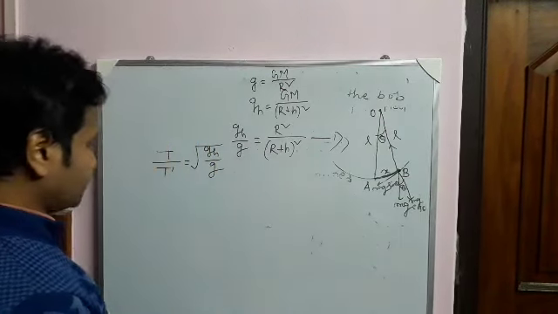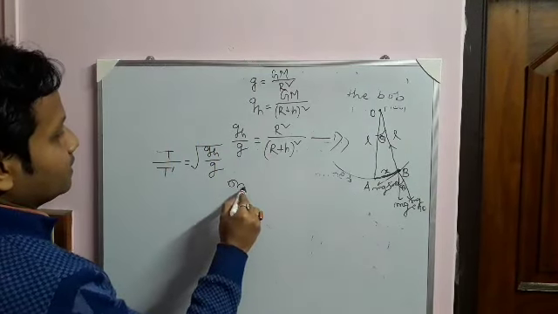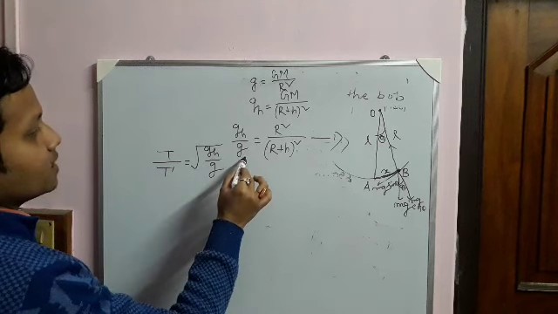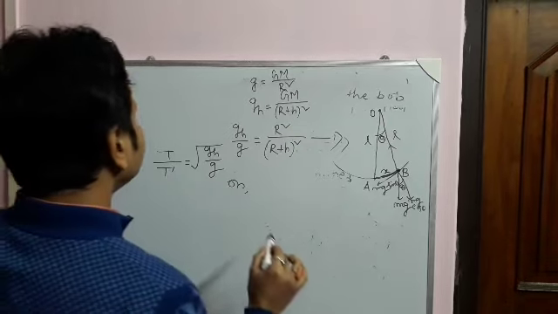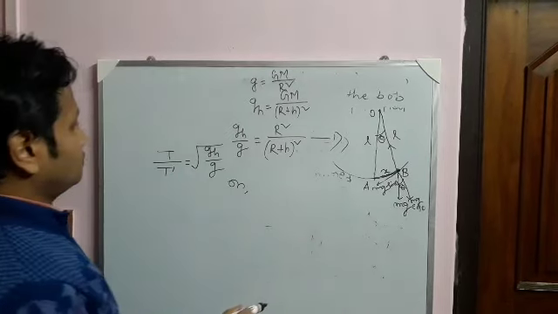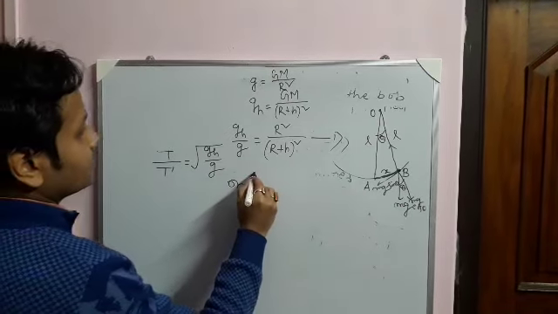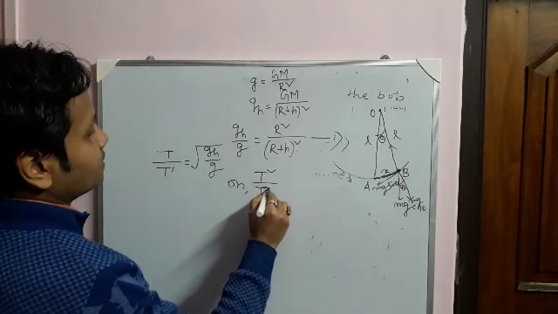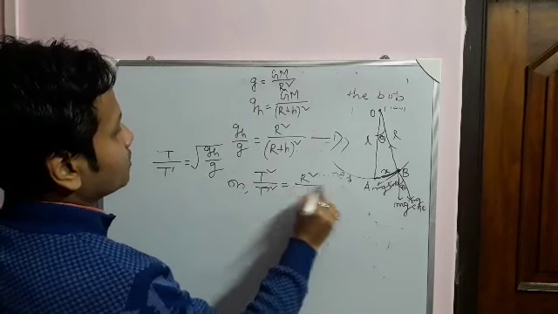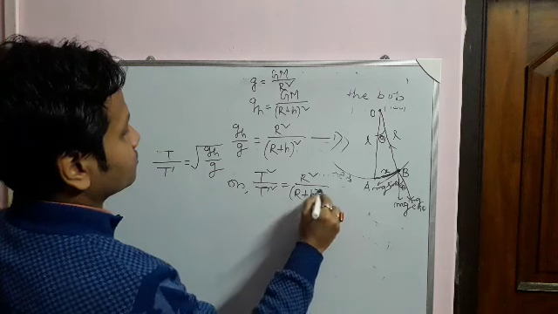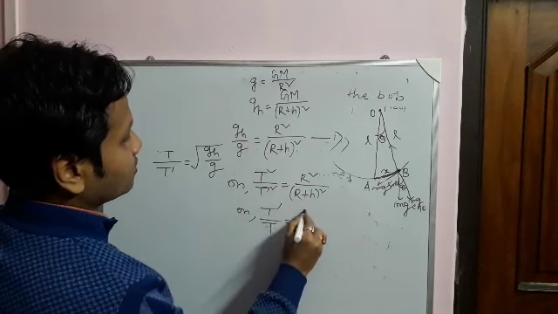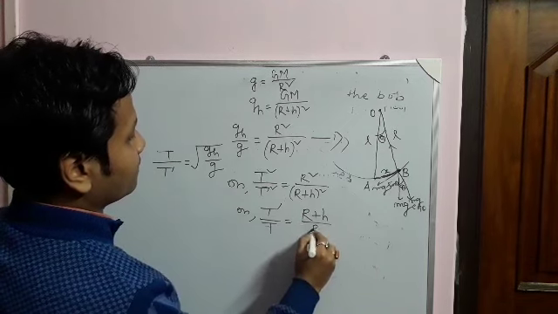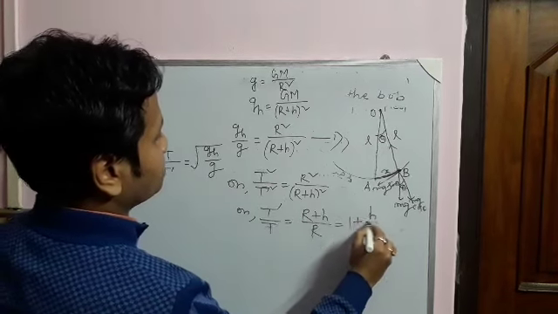So if we substitute these values in equation 1, g_h by g means T square by T dash square. This equals R square by (R plus h) whole square. So we can clearly write T dash by T equals (R plus h) by R. That means 1 plus h by R.